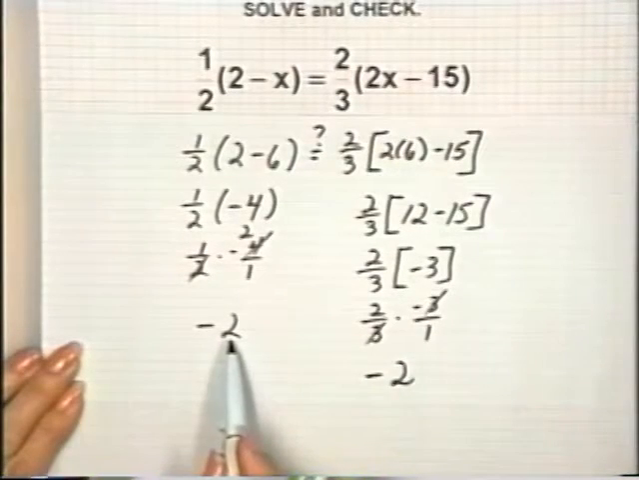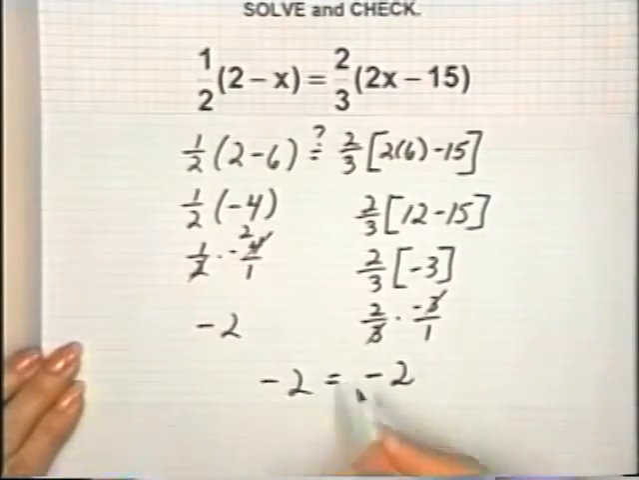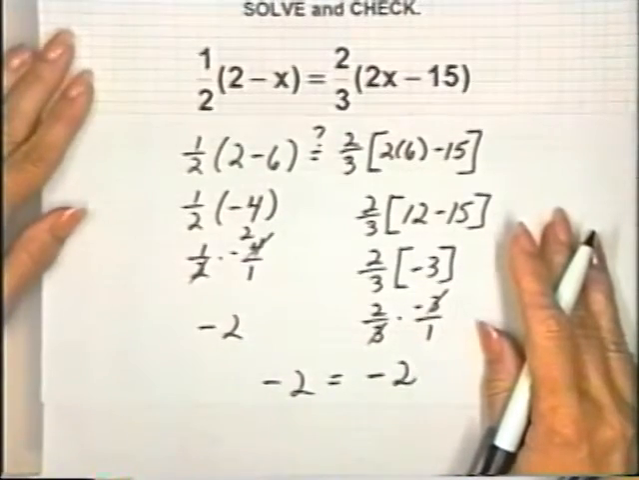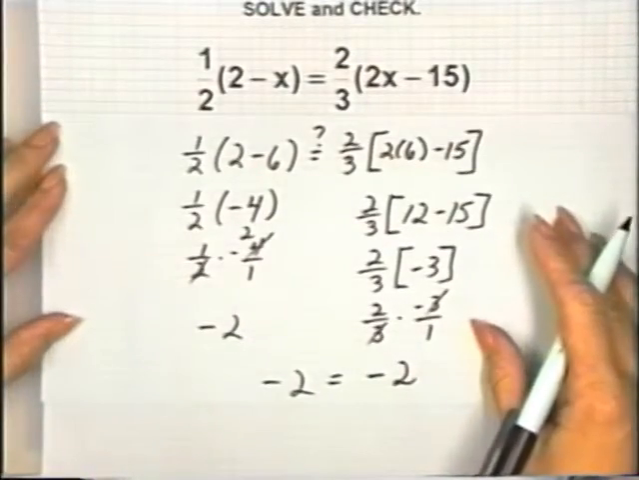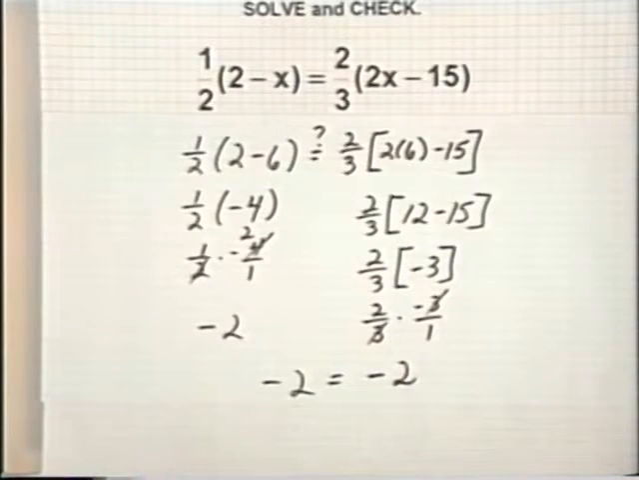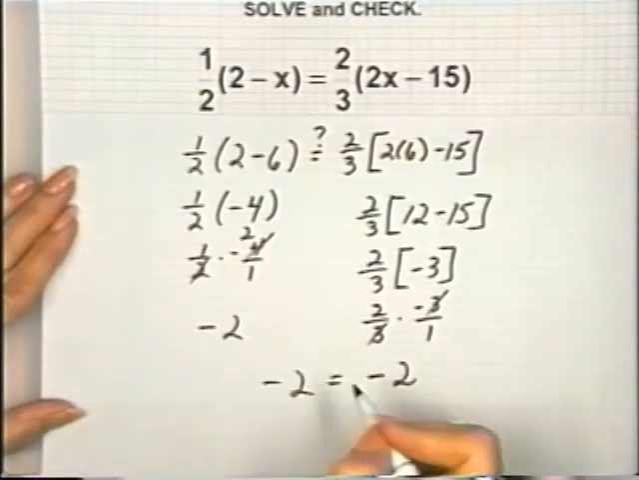On the left I have negative 2. On the right I have negative 2. So when x is equal to 6, we know that that is the correct solution. Let's write the 6 as a solution set.